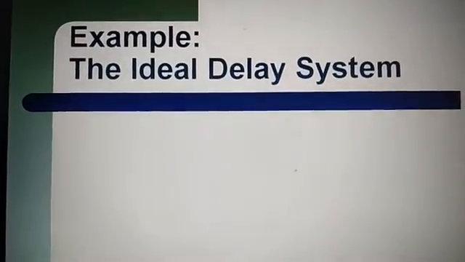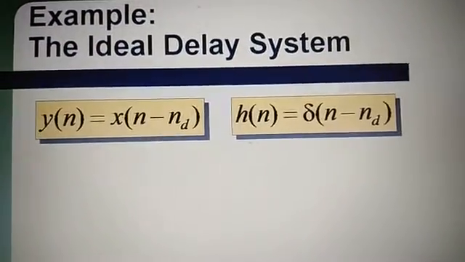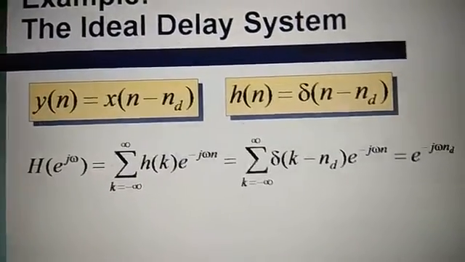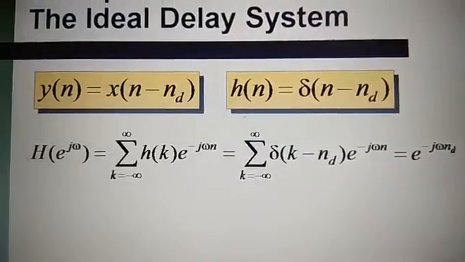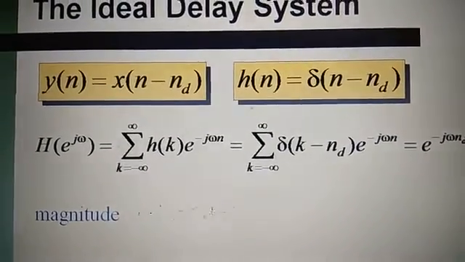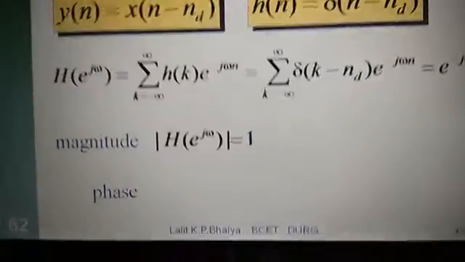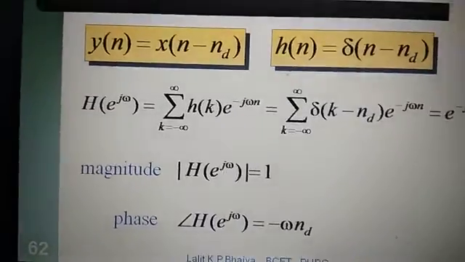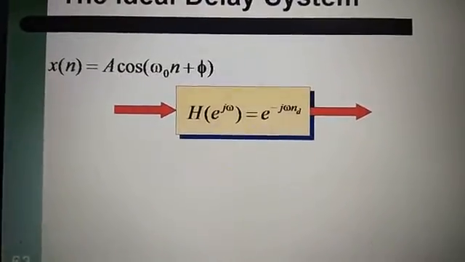The ideal delay system. This is the delay given by y of n and h of n, and this delay can be written in terms of this equation. You can write the delay here and find the magnitude, which is equal to 1 for ideal response, and phase is given by minus omega n d. So this is the system shown here.